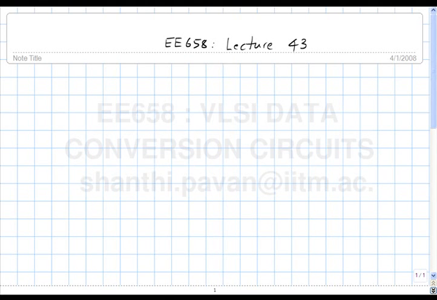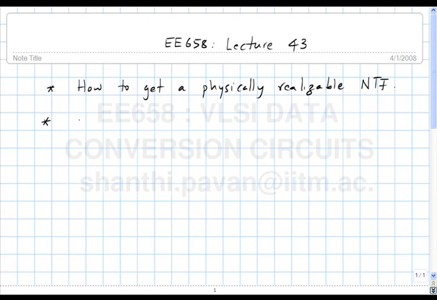Alright, so this is E658 lecture 43. So far in our discussions we have seen how to get at a physically realizable NTF. From the NTF you can get the loop filter transfer function, right? And from the loop filter transfer function you can actually go and implement the loop filter itself.